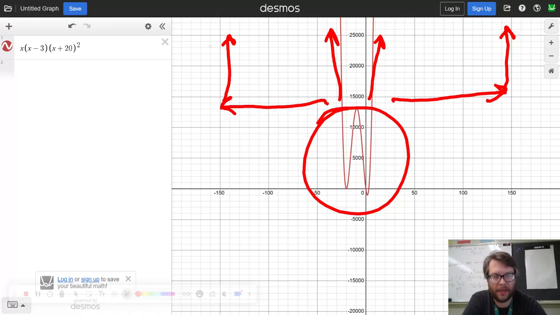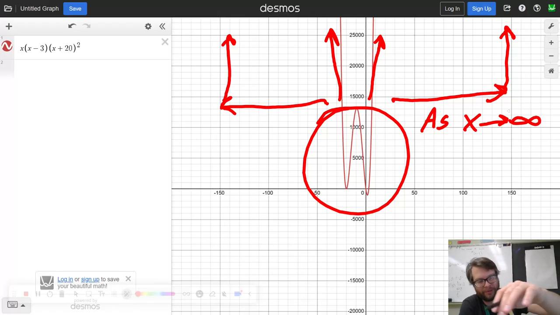So how do you describe that? What you say is, as x goes to the right, approaches positive infinity. I want you to think about the number line, the x-axis. If you go really far to the right, you're approaching infinity. So this is the compact math way of saying that. You're saying, as x approaches infinity, what happens? The y value also approaches infinity.